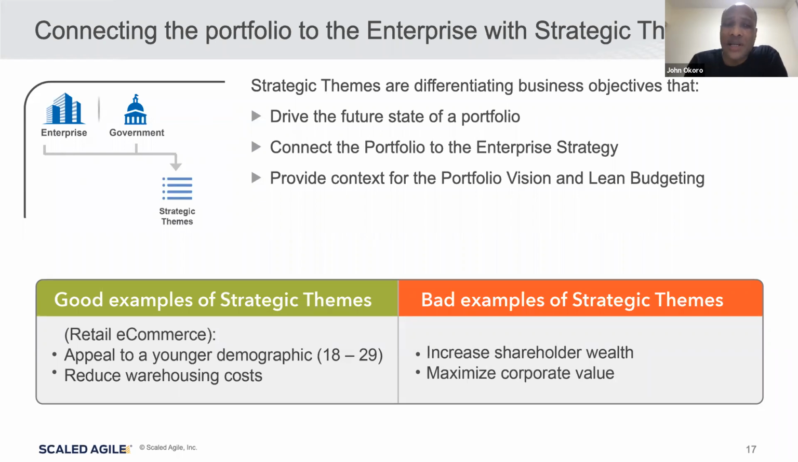Okay, so connecting the portfolio to the enterprise strategic themes, because strategic themes are differentiating business objectives, right? These are things that come from your enterprise, like we wanna have higher security, we're looking for more profitability in developing markets, we wanna reduce our reliance on the dollar. Unfortunately, that might be a goal for some these days, right? So these strategic themes are gonna come in at the organization level, and then they're gonna get fed into all of our different release trains and our portfolio vision and our lean budgeting, right? So these strategic themes should definitely not be something that's just tech focused. It should be your overall business that you're looking at as a whole when we're looking at strategic themes.